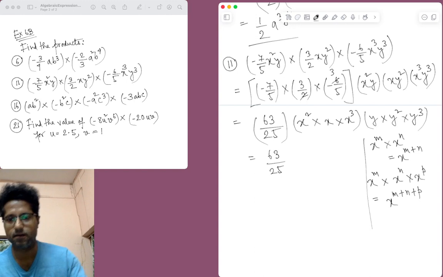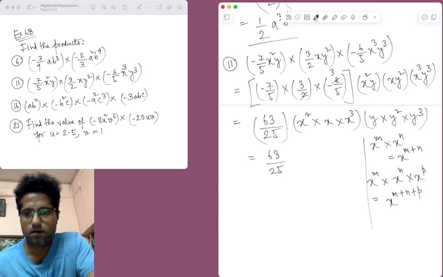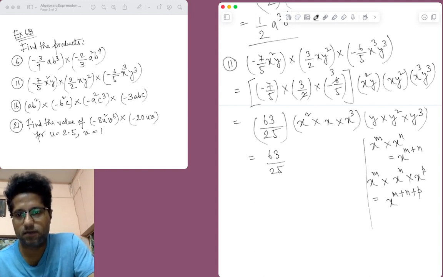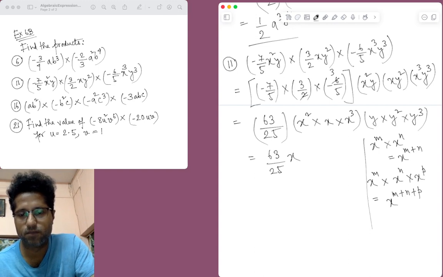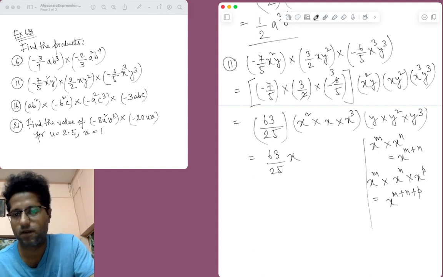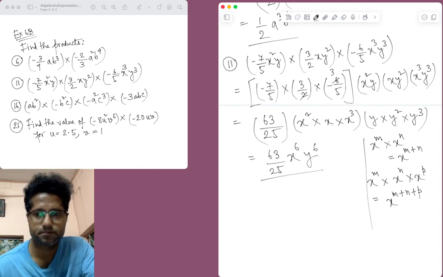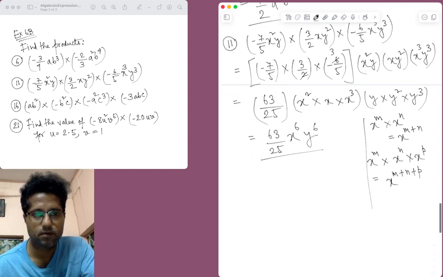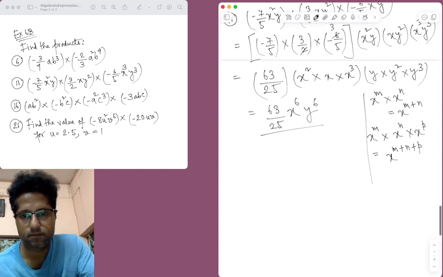I hope you got the idea. So x square into x into x cube becomes, we add up the powers, that is 2 plus 1 plus 3, that is 6. Similarly for y, we add up the powers, it is also 6. So this is the answer. Okay, let's do 16.